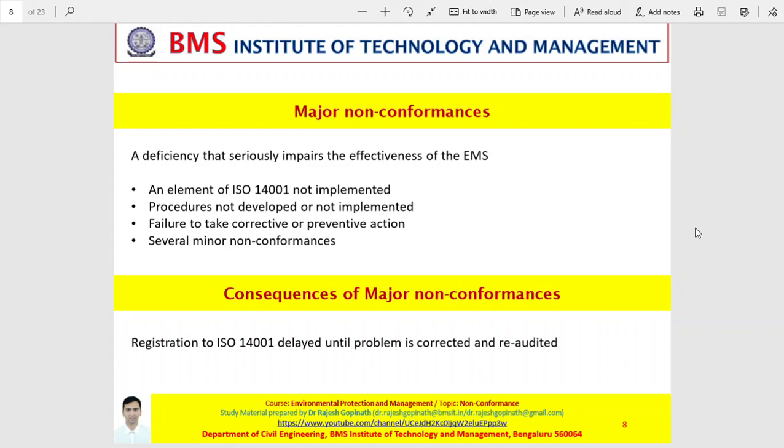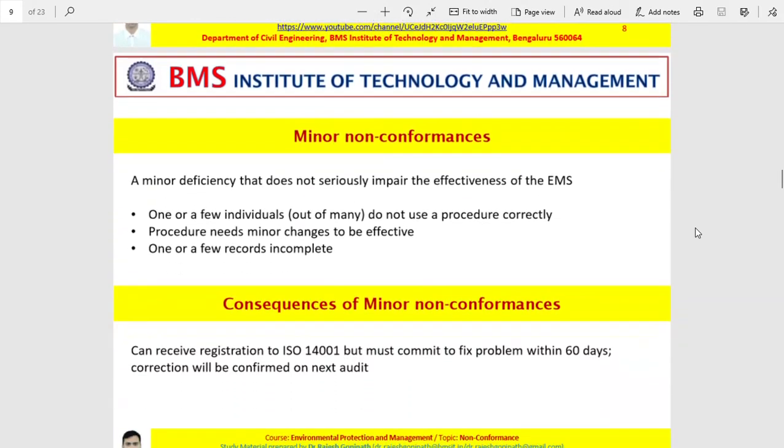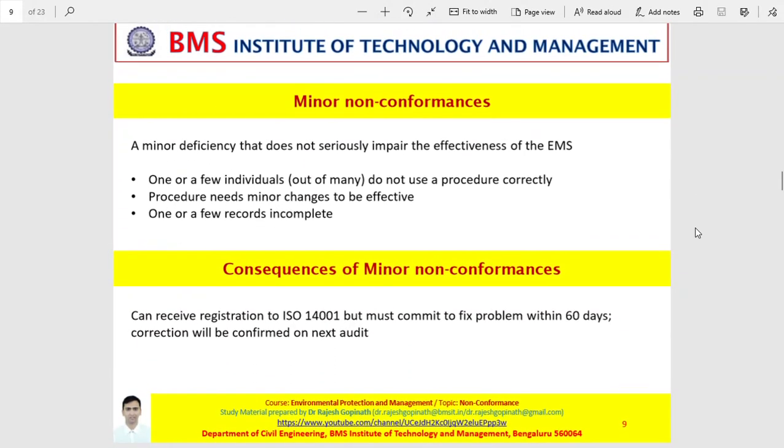Let us move to the next slide, slide 9. Now we are talking about minor non-conformances. So as I said before, a minor deviation will not seriously impair the effectiveness of the EMS, but however it will still have issues that need to be addressed.